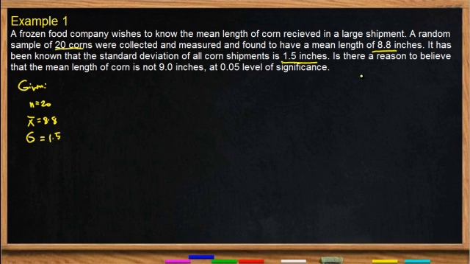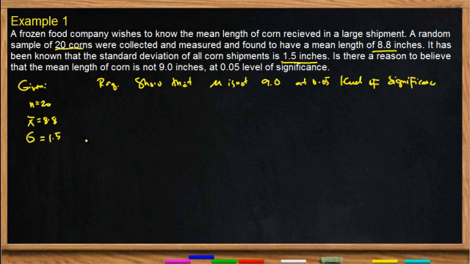1.5 inches. Is there a reason to believe that the mean length of corn is not 9.0 inches? So required is to show that mu is not 9.0 at 0.05 level of significance. So ang atong alpha actually is 0.05. Okay, mao na itong level of significance alpha. So unsa ang mga steps in hypothesis testing?